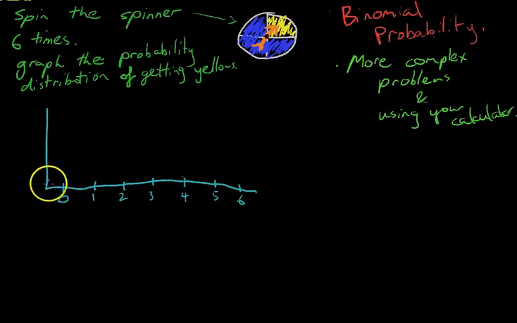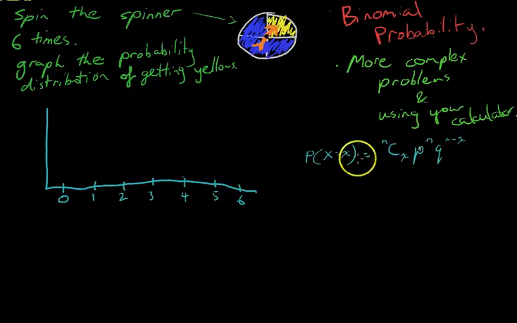Now that's going to be really tedious to do 7 different sums, because you'd have to use your binomial formula. That is P(x) equals nCx p to the x, q to the n minus x. You'd have to use that formula 7 times, once for each of those things to graph this. That's going to take way too long. So I'm going to graph this using my graphics calculator. Let's get it out and see how it works.